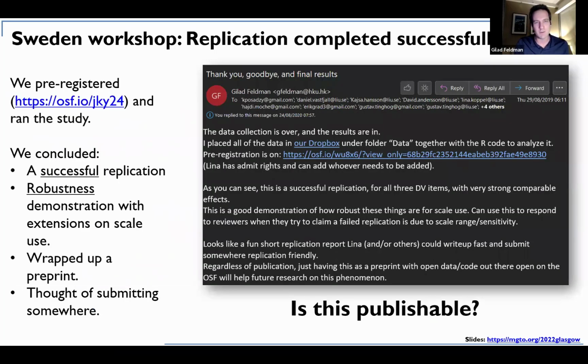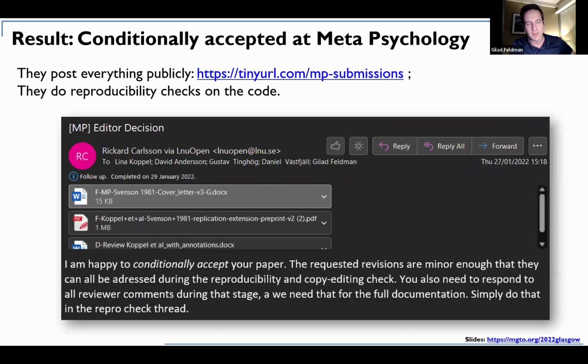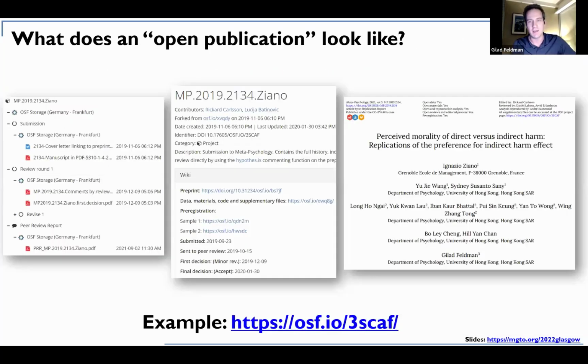So we concluded this within 3 days, and it was wonderful to just sit down and work with them. And the question at the end was, is this publishable? Can we publish something as simple as this with a 3-day workshop? And the answer is yes, definitely. Meta psychology is very open to replications. We could have tried something different, but we love how open meta psychology is.